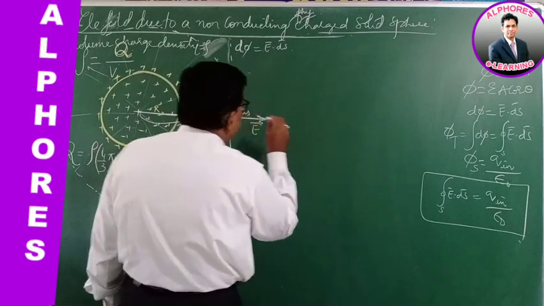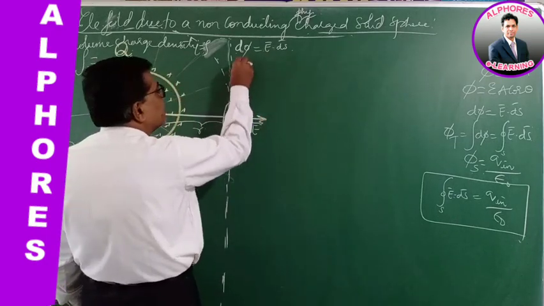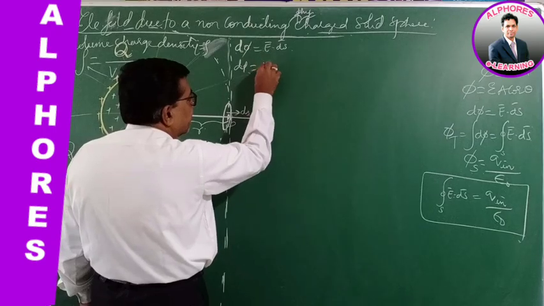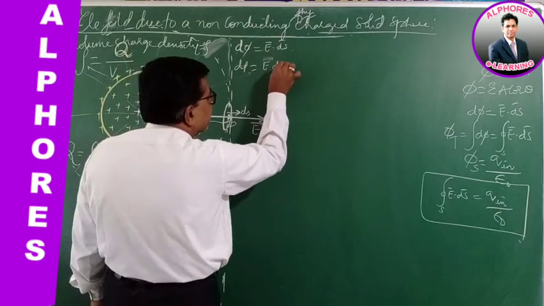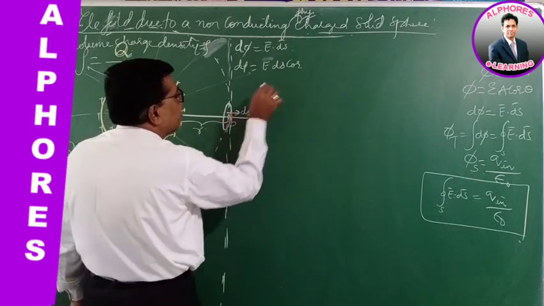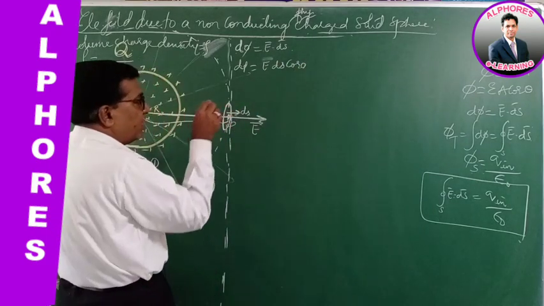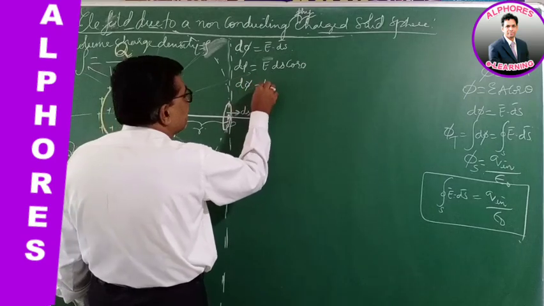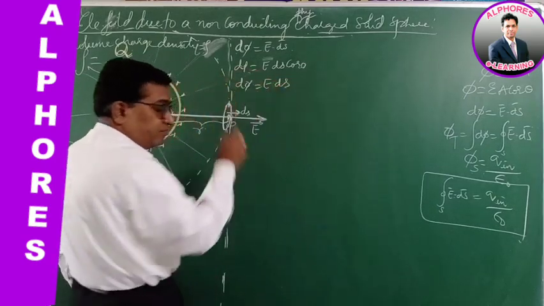Now, if I imagine such an area element, d phi is, applying vectors, E ds cos of the angle between the field and the area. Both are parallel, cos 0 is 1. So the small flux is simply E ds.